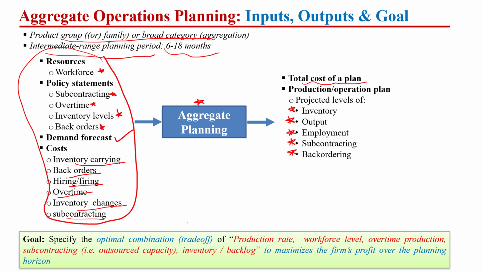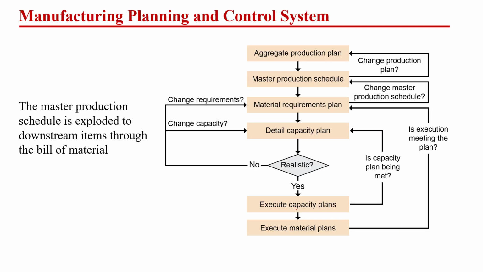So the ultimate goal is to find the trade-off between, as we have discussed earlier, the production quantity, the workforce level, the overtime and regular time production quantity, as well as the subcontracting and the backlog. So there should be a trade-off where we would be able to minimize our total cost or maximize our profit.